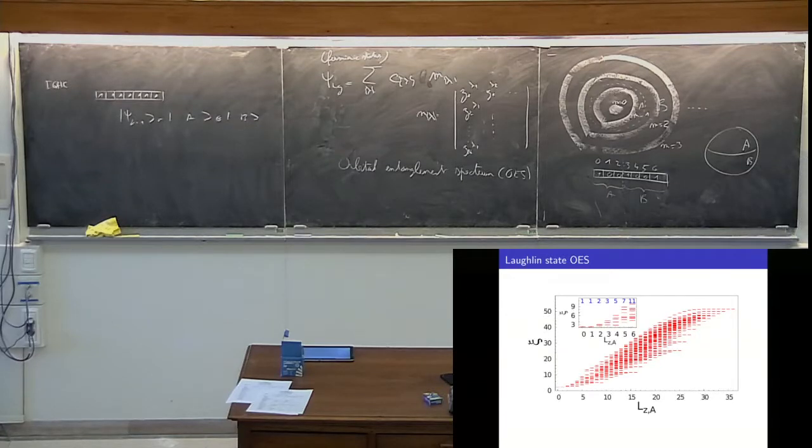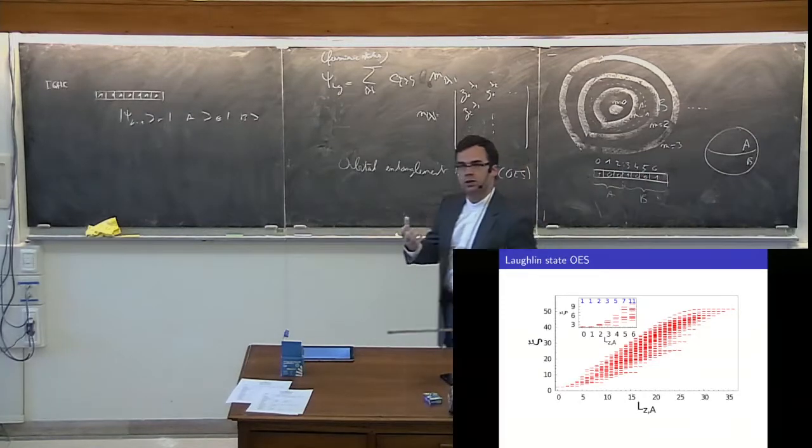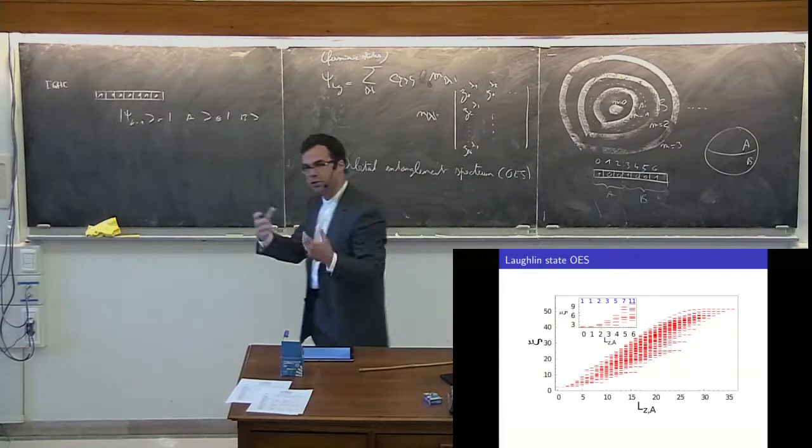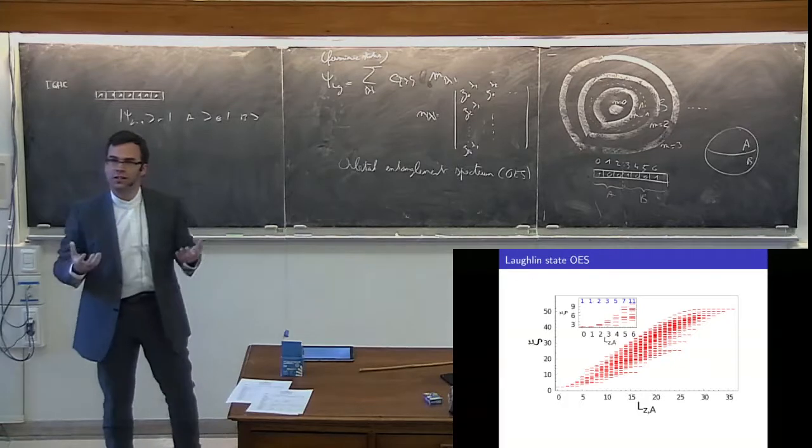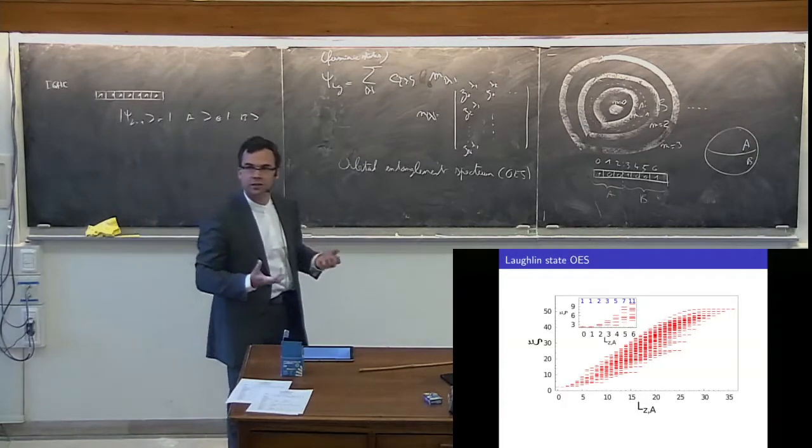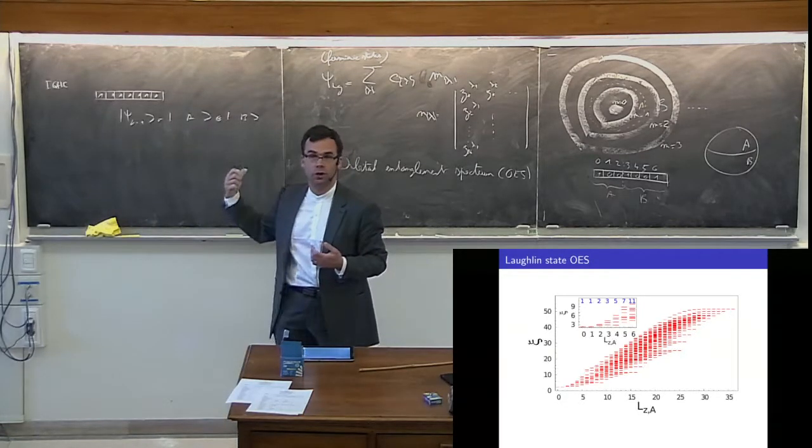I can plot the entanglement energies as a function of the angular momentum. And I will get the following counting. As you can see, it's 1, 1. You have a zoom here. 1, 1, 2, 3, 5, 7, 11. So when you do the orbital entanglement spectrum of the Laughlin state, you recover exactly the same counting as the counting of the edge mode of the Laughlin state 1/3.